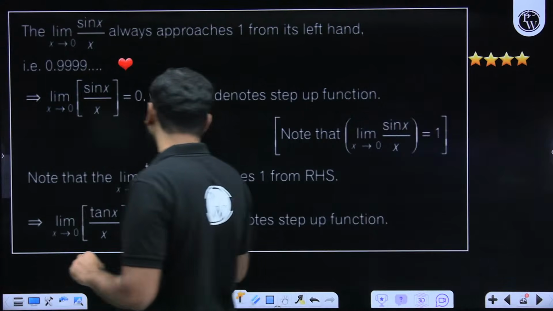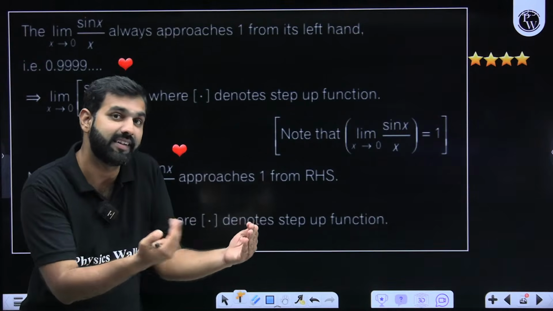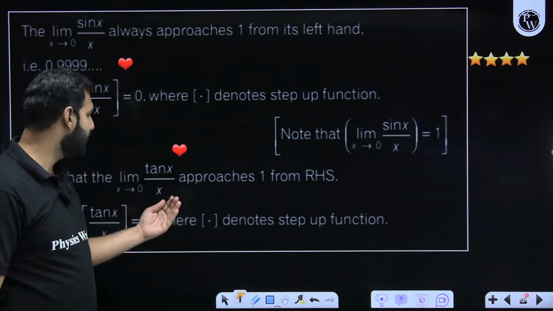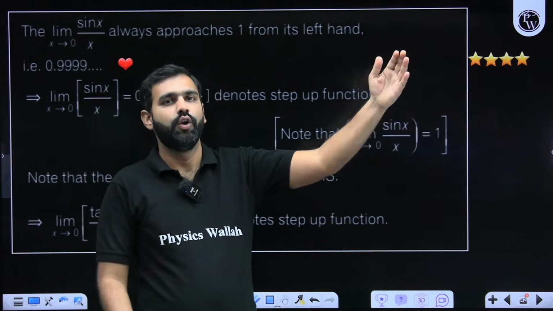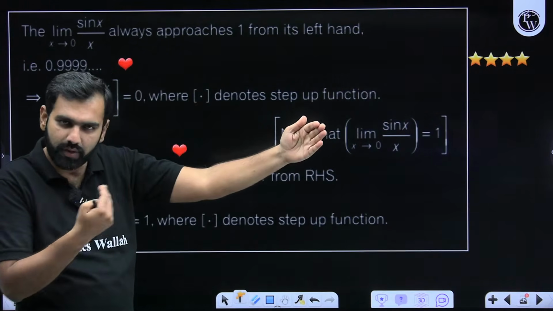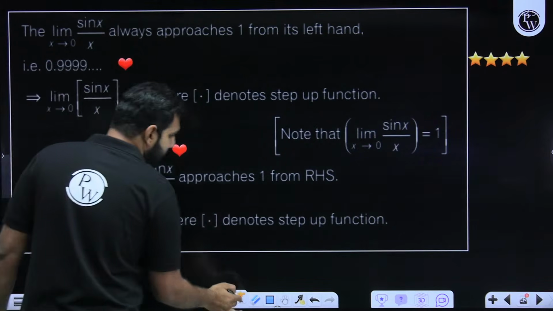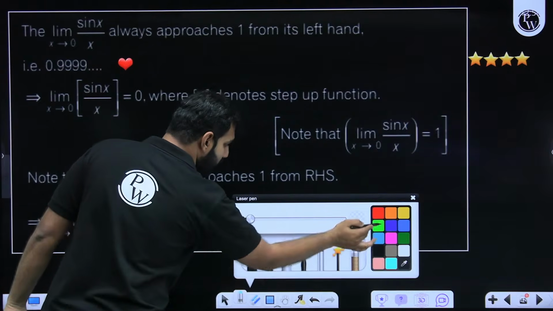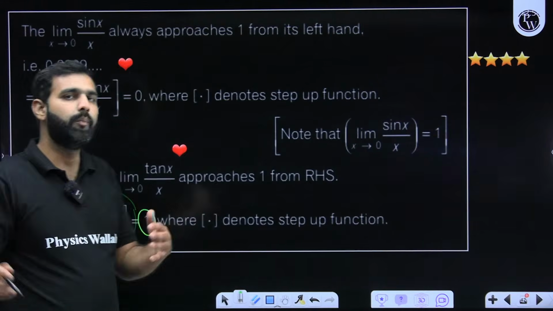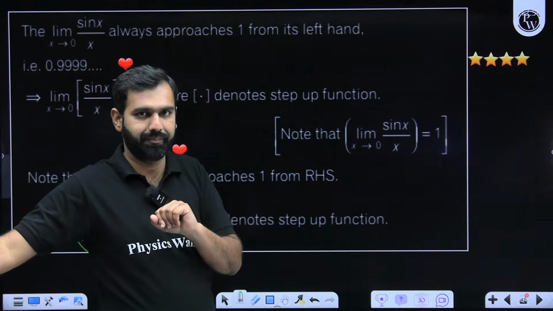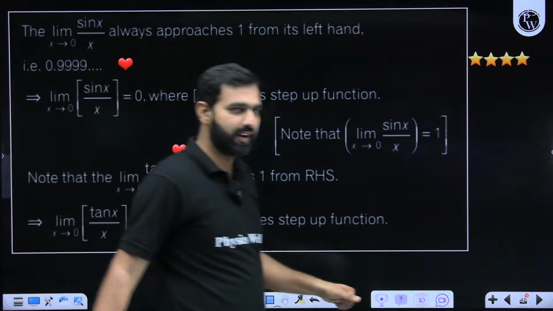Similarly, when you talk about tan x upon x, tan x upon x approaches 1 from the right hand side. Right hand side means it takes values like 1.00001, 1.00002. So it takes all the values approaching towards 1, but from the right hand side of 1. So the catch is when you take limit x approaches 0, GIF of tan x upon x, in that case, it will be GIF of 1 point something, which is 1. Any confusions on that? I hope you are getting it very clearly. We can move ahead with that.